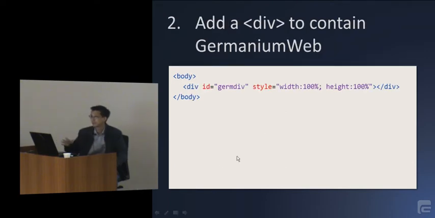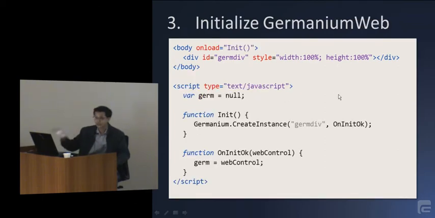So the next step is we want to give Germanium a place to go to in the web page. In this case, it's just a simple div taking up the whole page, or 100% of it. When the HTML page initializes, when the body loads, we call an initialization function. In it, we call the first JavaScript API function. We ask Germanium to embed the browser plugin into this div, so it will take over this whole div, and when it's done initializing, to call our onInitOK function.